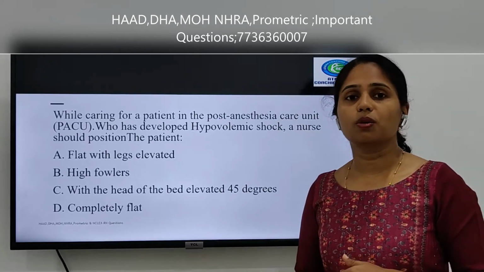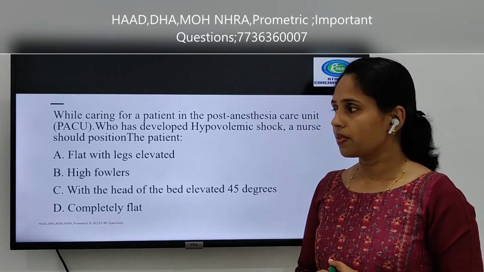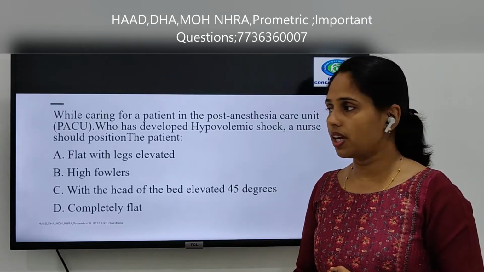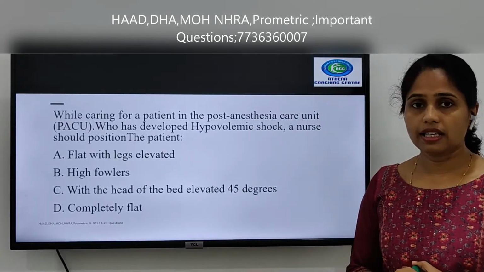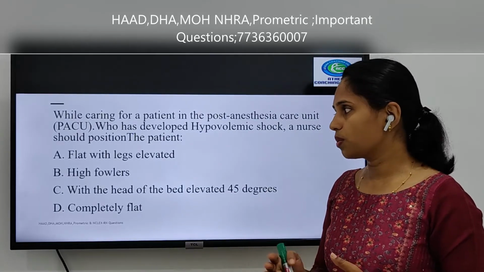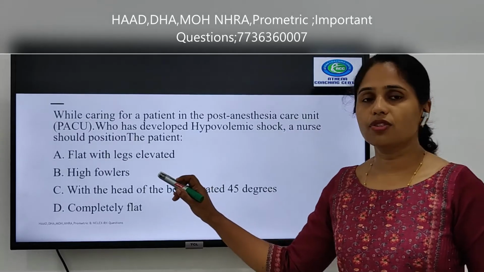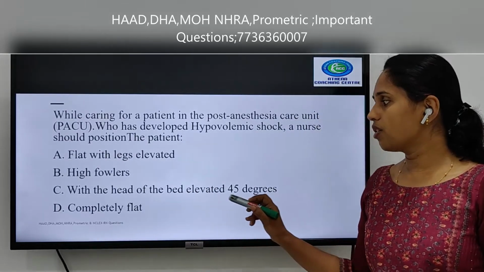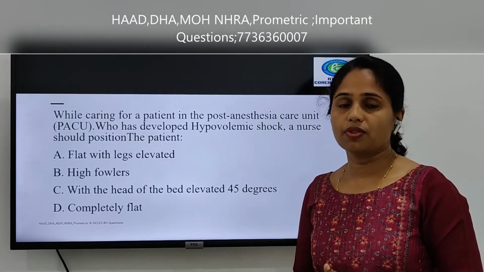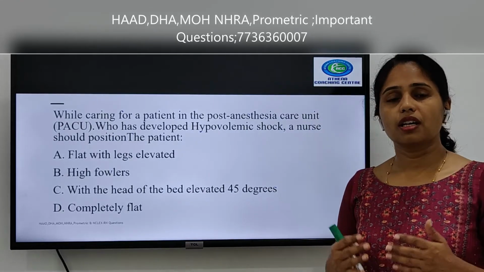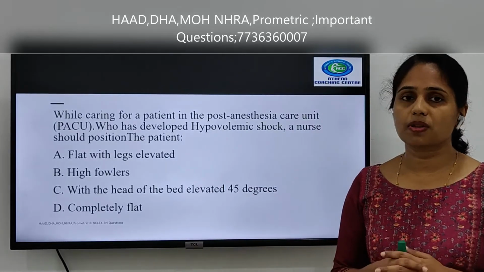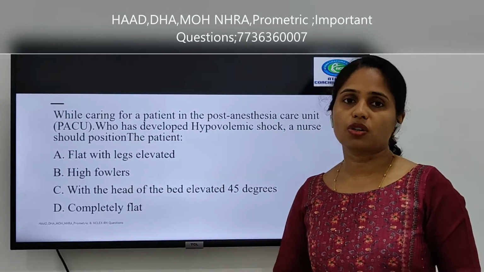So what position will you provide for the patient? There are 4 positions given, so we will try to remove the wrong answers. Number 1, flat with the leg elevated. When you give this position, the blood supply towards the heart will increase, so this will improve the condition. High Fowler's position, and with the head of the bed elevated up to 45 degrees, that is semi-Fowler's position. When you give high Fowler's and semi-Fowler's, the blood supply towards the lower area will increase. It will always reduce the blood supply towards the heart. So these 2 options will not help.